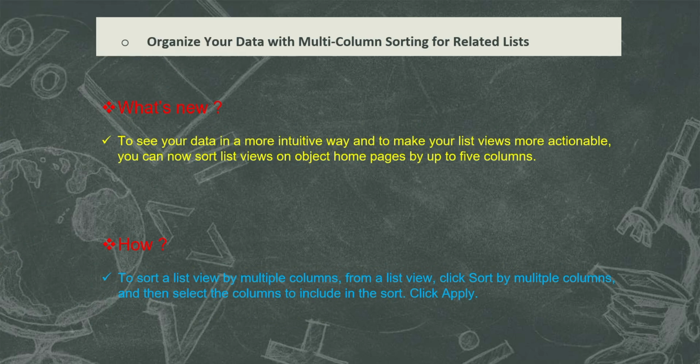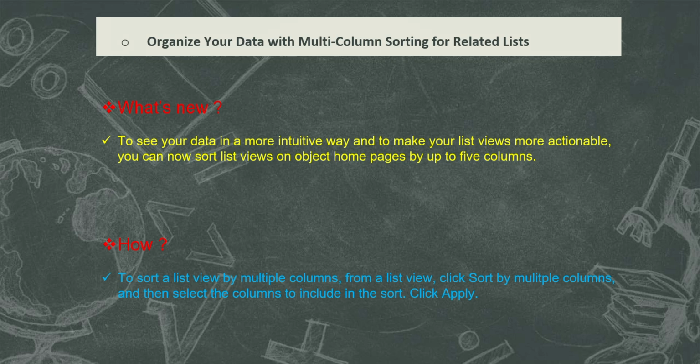So the next one is organize your data with multi-column sorting for list views. So what's new in this? To see your data in a more intuitive way and to make your list view more actionable, you can now sort list views on the object home pages by up to 5 columns. To sort a list view by multiple columns, from a list view, select sort by multiple columns, then select the columns to include in the sort, and click apply.